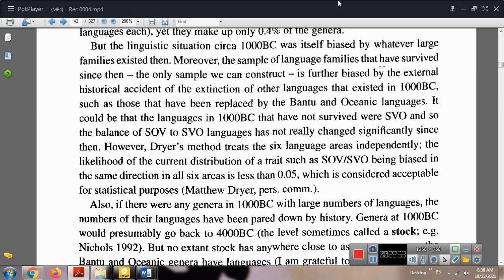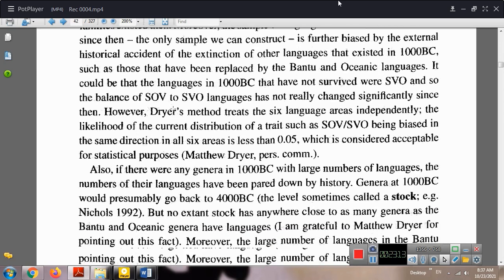Moreover, the sample of language families that have survived since then, the only sample we can construct, is further biased by the external historical accident of the extinction of other languages that existed in 1000 BC, such as those that have been replaced by the Bantu and Oceanic languages.